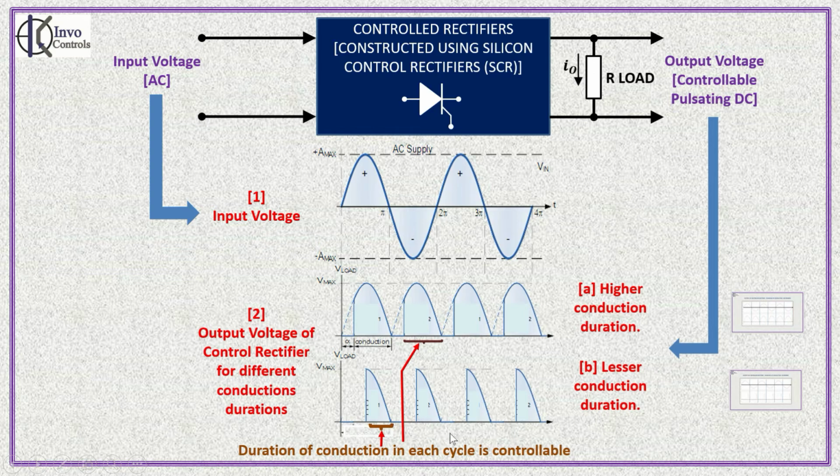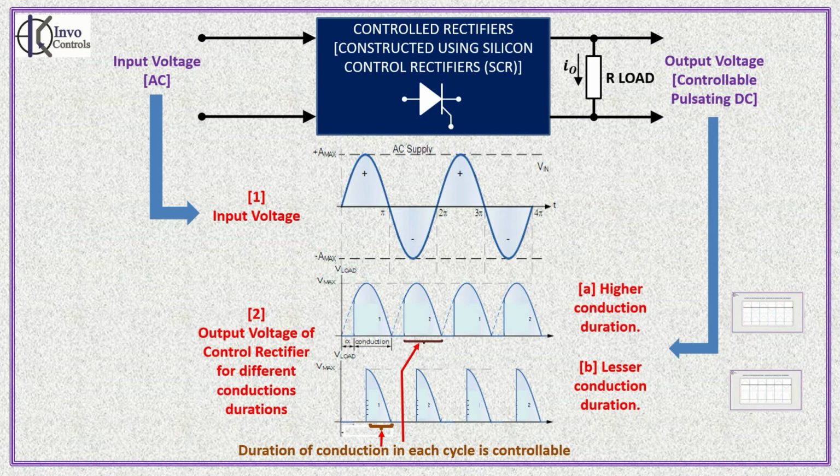You will see in these two waveforms there is a duration when the output does not conduct, due to the fact that we can control the duration of conduction of the pulsating DC output. The circuit is called a controlled rectifier.